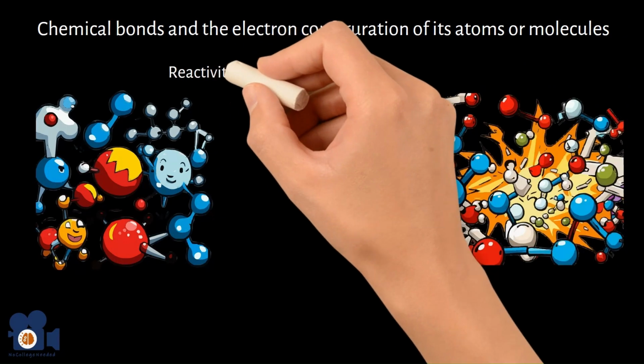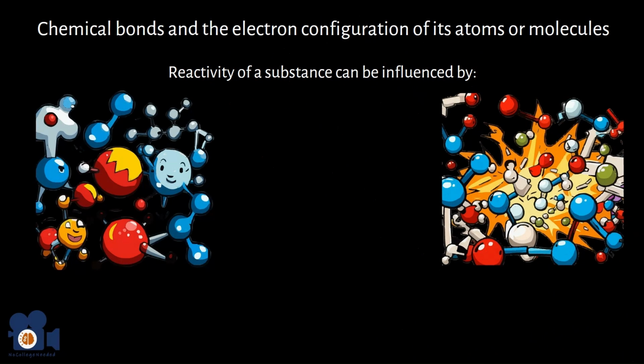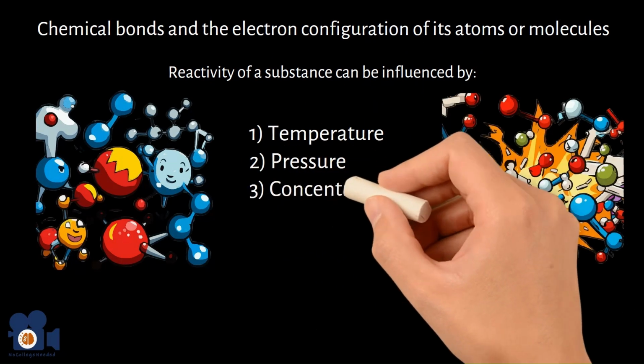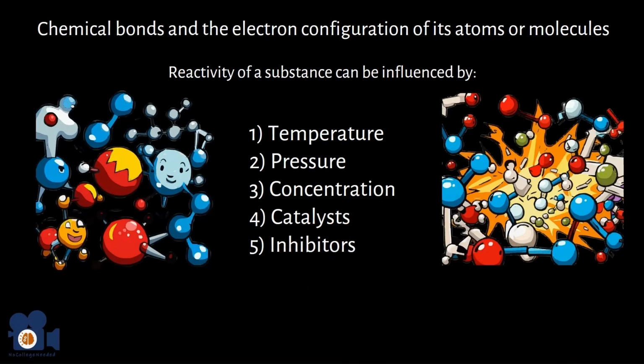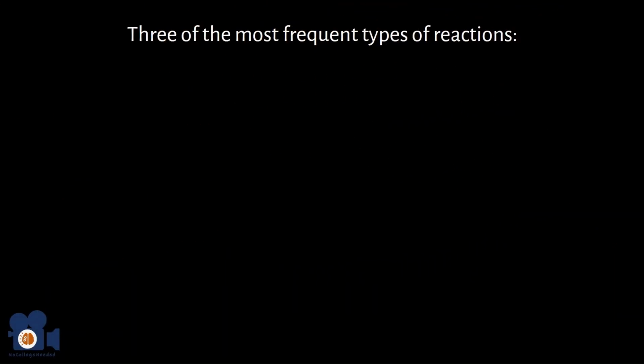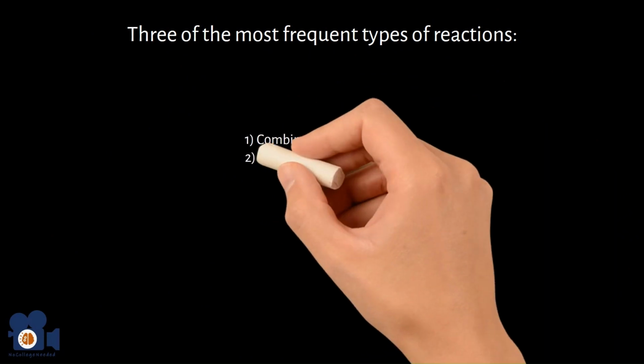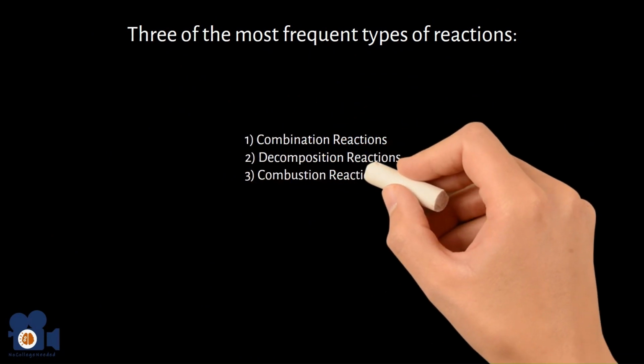The reactivity of a substance can be influenced by a number of factors, including temperature, pressure, concentration, and the presence of catalysts or inhibitors. For example, increasing the temperature of a reaction can increase the reactivity of the substances involved by providing more energy to break bonds and initiate reactions. Three of the most frequent types of reaction are called combination reactions, decomposition reactions, and combustion reactions.